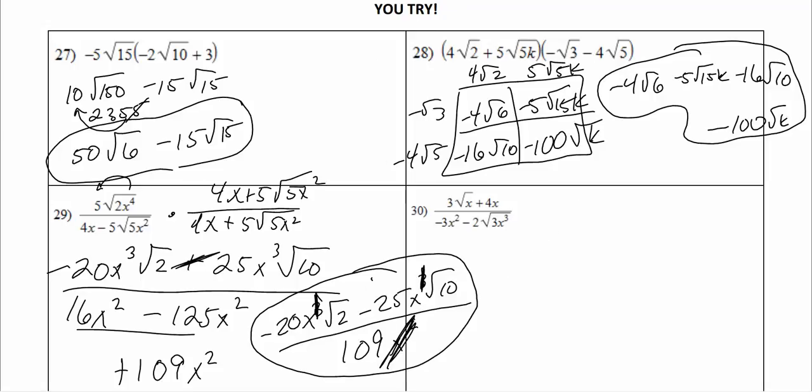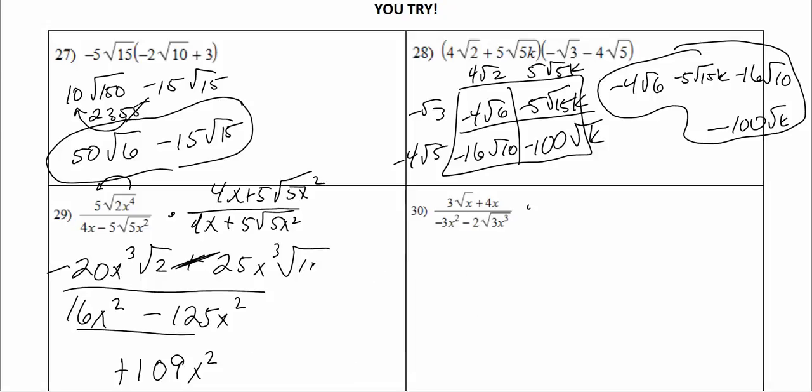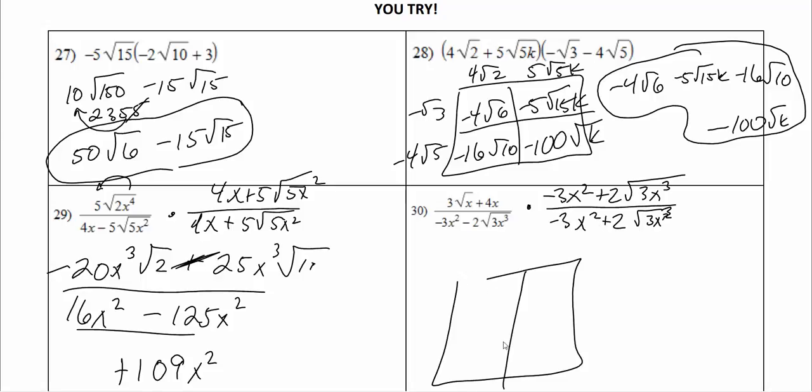All right, let me erase that and get to 30. Okay, number 30. Again, the conjugate of your denominator is -3x squared plus 2 root 3x squared. Oh, 3x to the 3rd, sorry, I read that wrong. -3x squared plus 2 root 3x to the 3rd. Up top, let's do a box for that one, and I get 3 root x, a 4x, -3x squared, and a 2 root 3x to the 3rd.